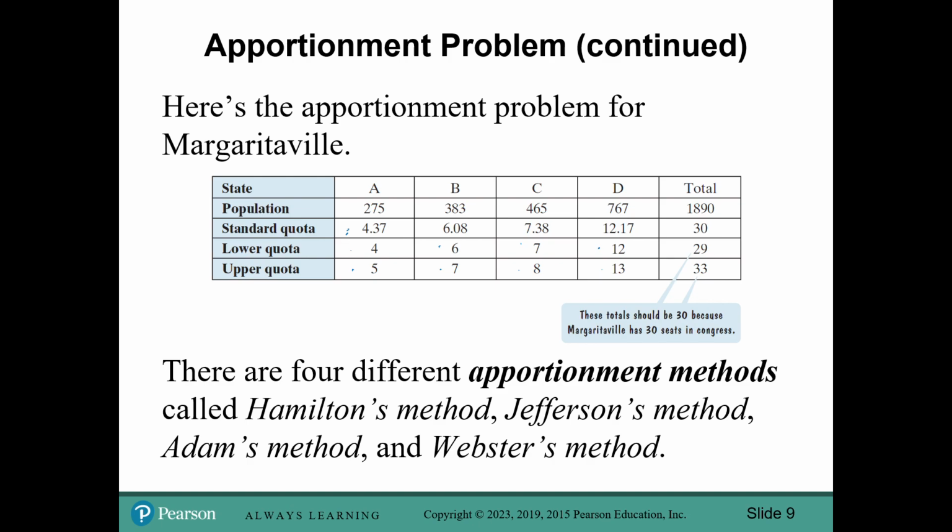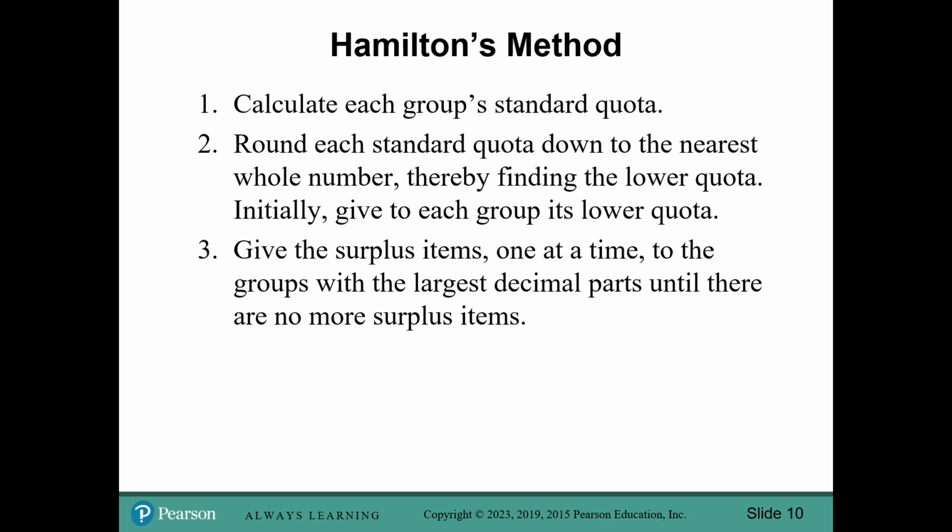Okay? So there are 4 different apportionment methods called Hamilton's method, Jefferson's method, Adams' method, and Webster's method that we can use to round appropriately so that we wind up with the exact total we're supposed to. Because if we just round down or round up, we might not necessarily get the exact total that we are supposed to get. We could wind up a little below or a little above, and neither of those is good if you need exactly a specific number. So let's look at each of these methods, starting with Hamilton's method.